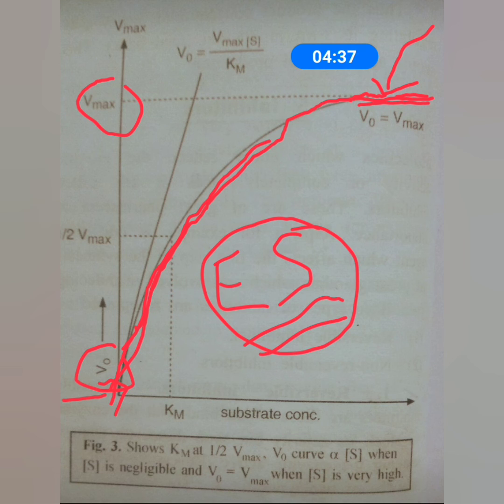Just remember that. This idea proposed by Victor Henry was expanded by Michaelis and Menten in the year 1913 in their model. So now we are going to study the Michaelis-Menten equation as well as its derivation.